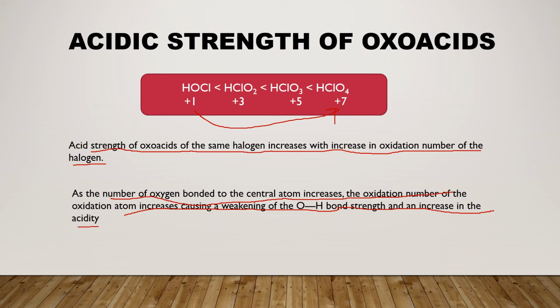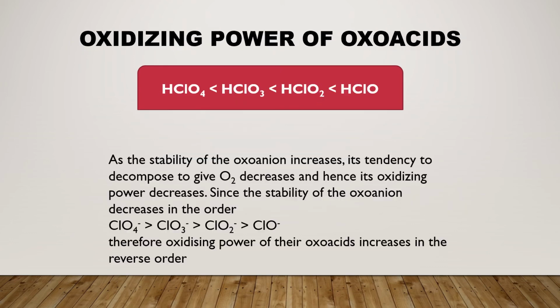Similar questions are asked for the oxidizing property of these oxoacids. See, oxidizing power of oxoacids. So the increasing order of oxidizing power of oxoacid is from perchloric acid to hypochlorous acid. It is just the reverse of acidic character.